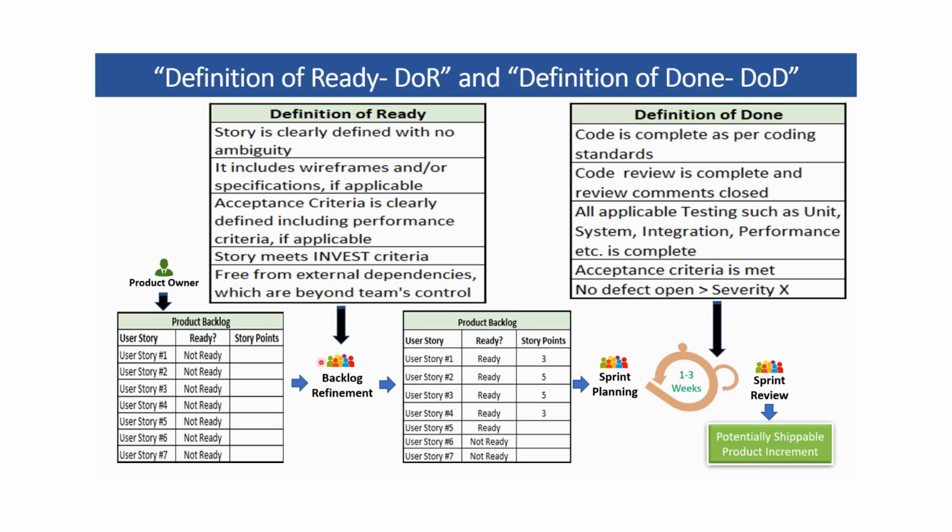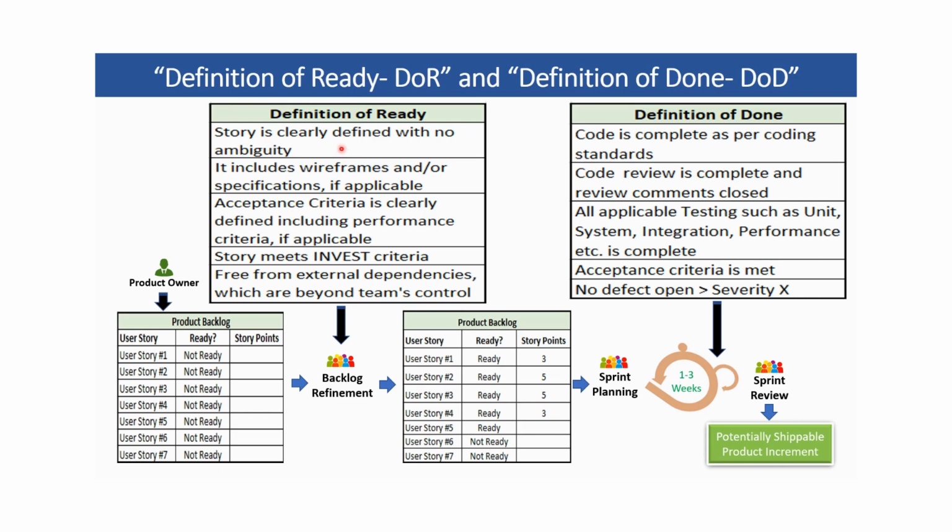Definition of ready is used here in the backlog refinement call. When a story is reviewed, this is applied against each story. When each story is reviewed in the refinement call, the team goes through the criteria defined in the definition of ready. This is a sample list of all the things that are there in the definition of ready, but this is just an indicative list.